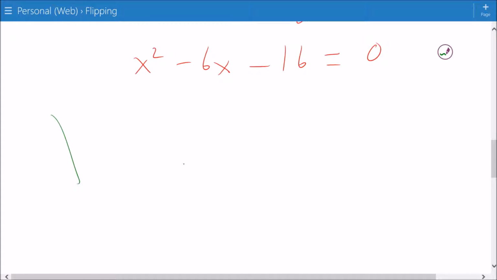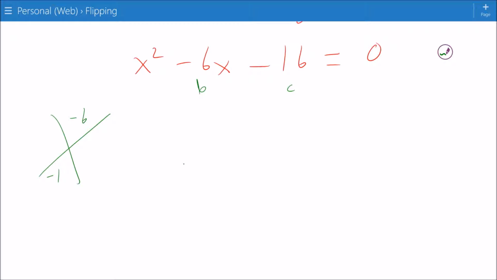So if I set up my cross, I take my b, which is this -6, and I take the c, which is -16. Don't forget those negative signs. We need to come up with two numbers that, when added together, give us -6, and when multiplied, result in -16. So 1 and -16 would work for the product at least, but not for adding. How about 2 and -8? 2 times -8 does give us -16. 2 plus -8 gives us -6. There we go. 2 and -8.